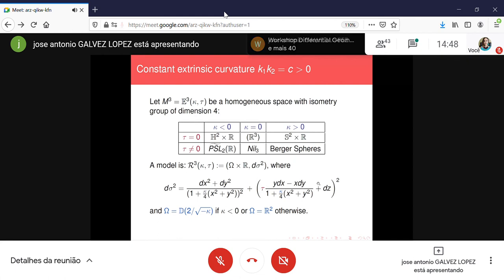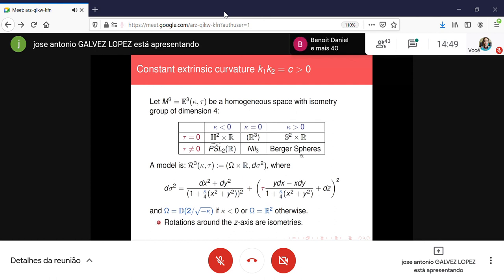This is a global parametrization when the constant kappa is less than or equal to zero, and it is almost global when kappa is positive. Almost global means that if we are in S2 cross R, it's a parametrization of S2 minus 1 point cross R. And in the case of the Berger sphere, this is a parametrization of the universal cover of the Berger sphere minus a fiber, minus a circle.